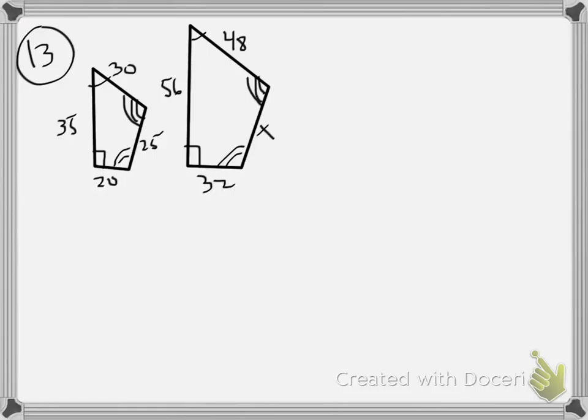Well, if they're similar, it doesn't matter which set of sides we match up, it should work. So I'm going to match up this side with this side. Well, it matters what you match up, but that's x over 25. That's where they look like they match up. You go from a double marked angle to a triple marked angle right there. So that's the same matching up of angles that you're going through.